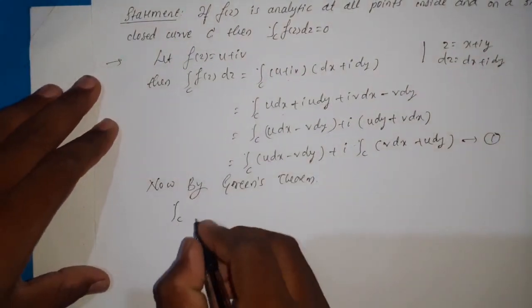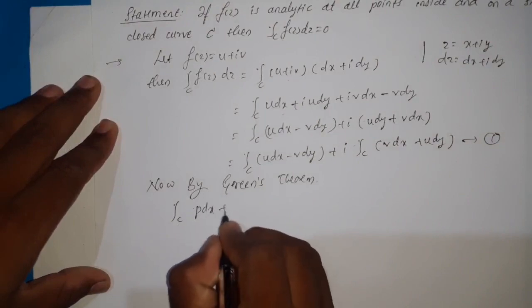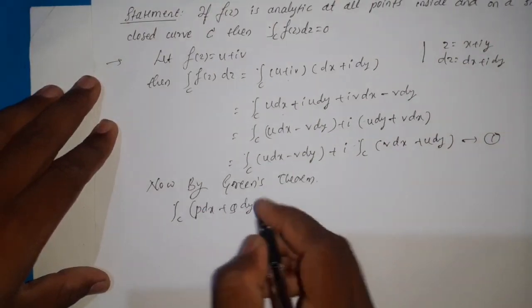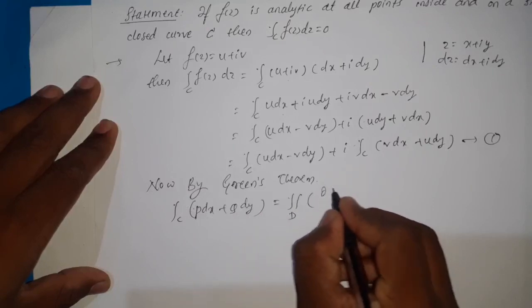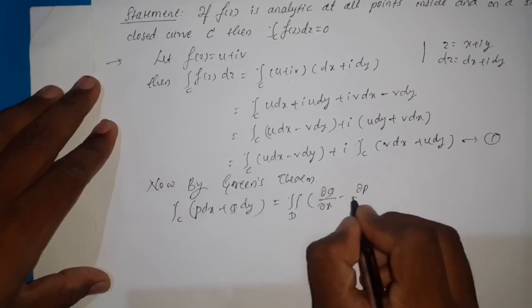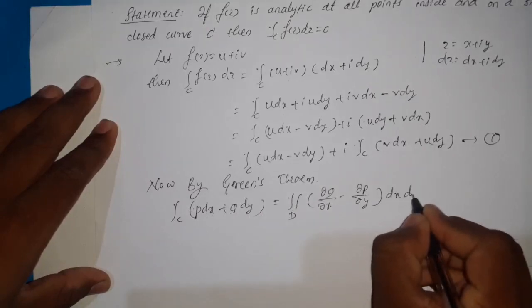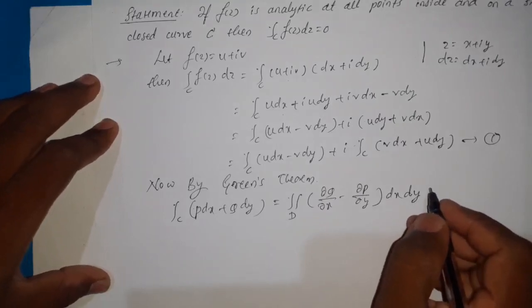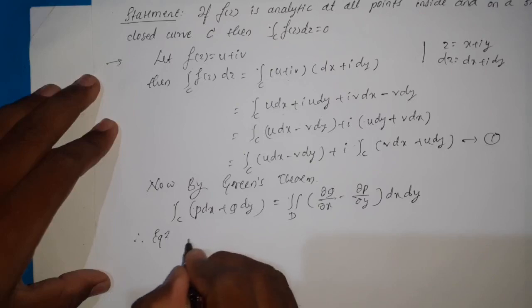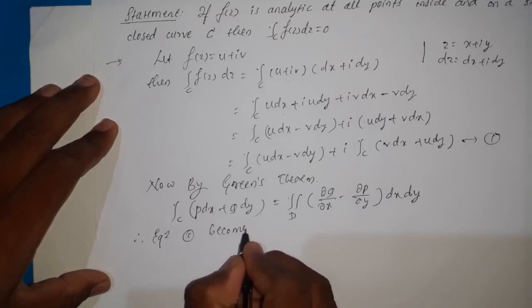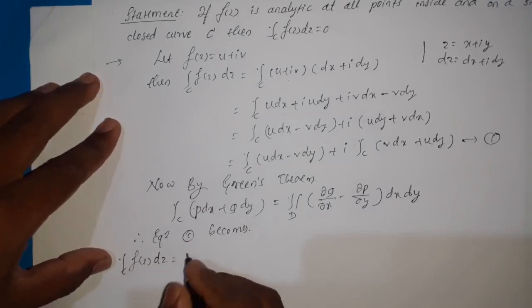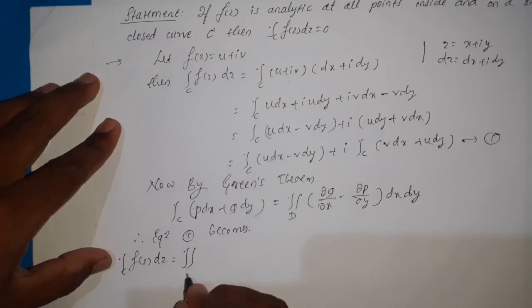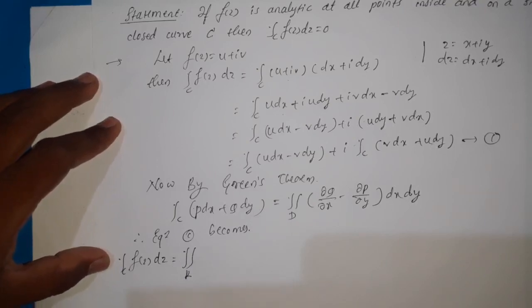So integration over c p dx plus q dy is equal to double integration over d dou q by dou x minus dou p by dou y into dx dy. So therefore equation 1 becomes integration over c f of z dz is equal to double integration over r. So let us consider here region as r instead of d.